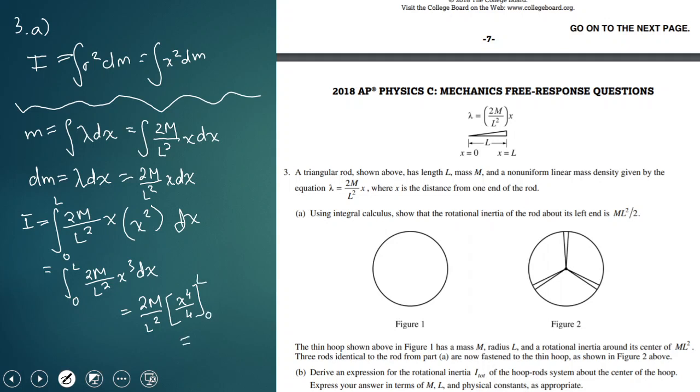At 0, this entire thing will turn to 0. At L, I get 2m over L squared times L to the 4th over 4. So L to the 4th divided by L squared is just L squared. So I get mL squared, and then I have 2 over 4, so divided by 2. And so that's exactly what we needed to show. This was a tricky problem in the sense that you needed to know this initial equation that people often forget. You also needed to know the relationship between mass, density, and distance. And then you needed to apply your integration to get this proof that it's mL squared over 2.